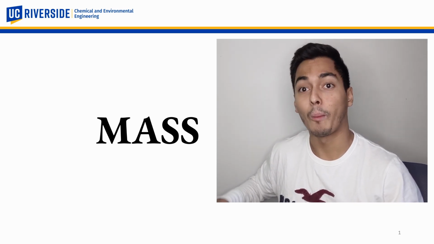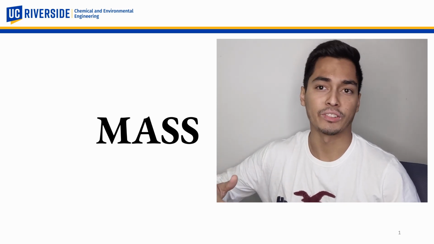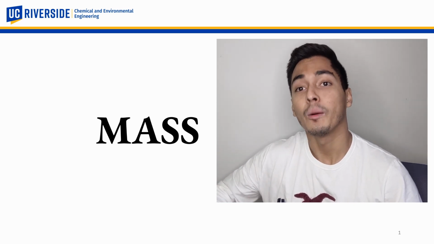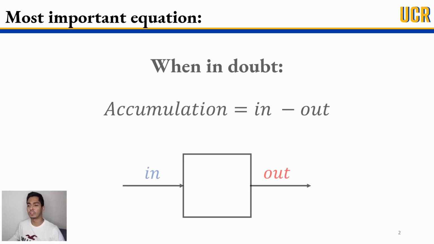Today we're going to be talking about mass, the concept of mass as a dimension, and the concept of mass in chemistry, and how to write a mass balance, all from a chemical engineering perspective. So in the last video we talked about the main equations we see in chemical engineering. When in doubt, accumulation equals in minus out.